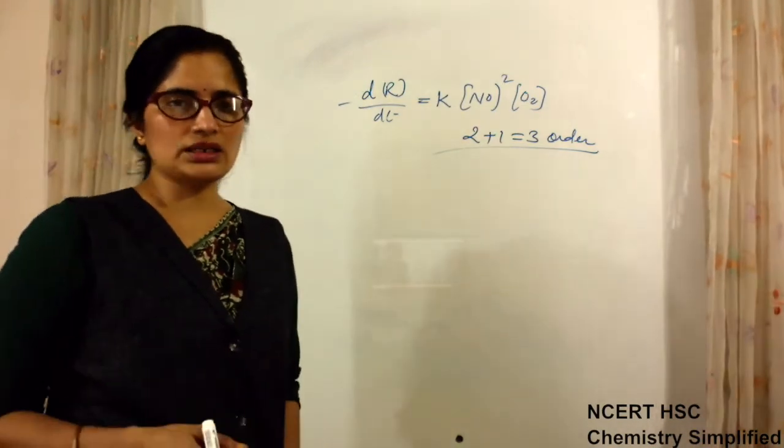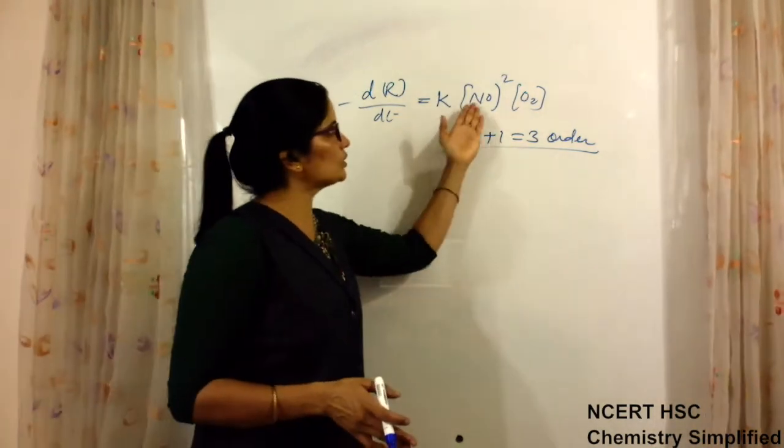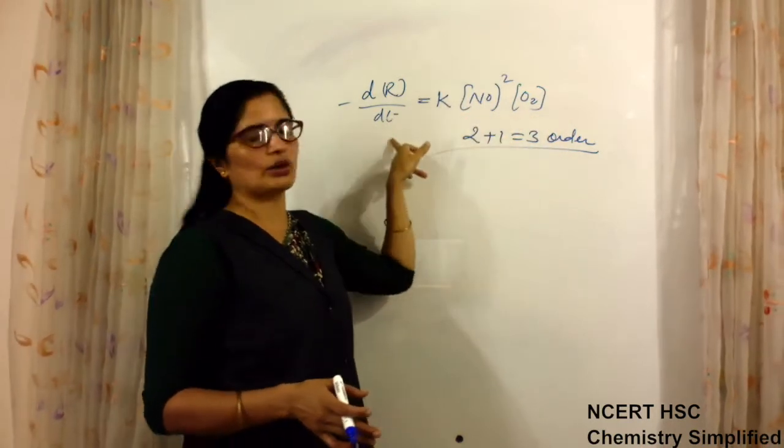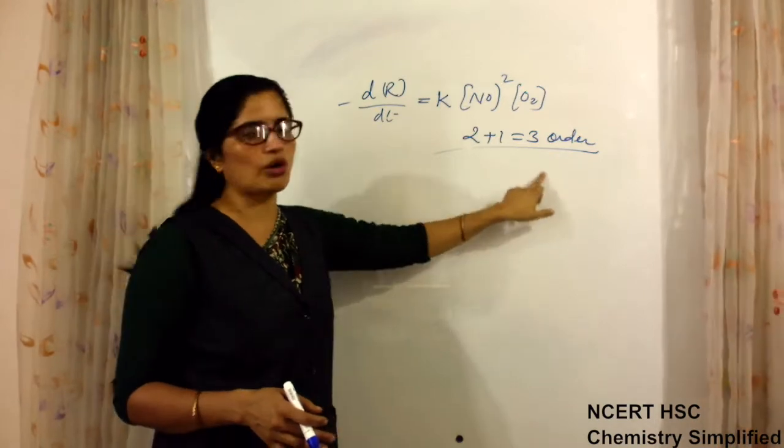The overall order of reaction is third order. What does this order mean? Order means how the concentration of these reactants affects the rate of reaction. This is actually the meaning of order.